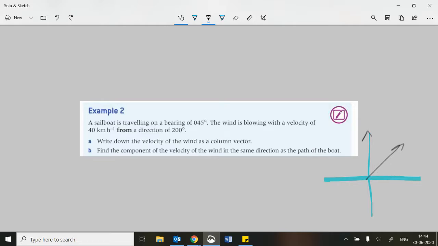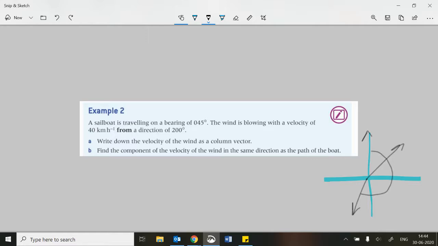So then it says the wind is blowing with a velocity of 40 kilometers an hour from a direction of 200 degrees. So 200 degrees is going to be just past 180. It's going to be like this. So that's blowing towards 200 degrees, but they say from 200 degrees, and they're really particular about from here.